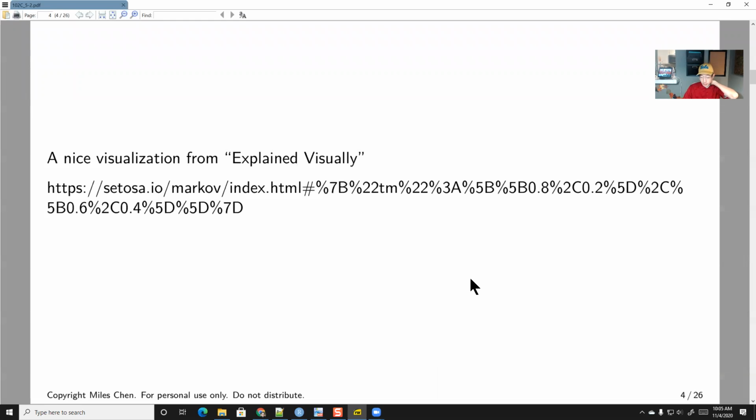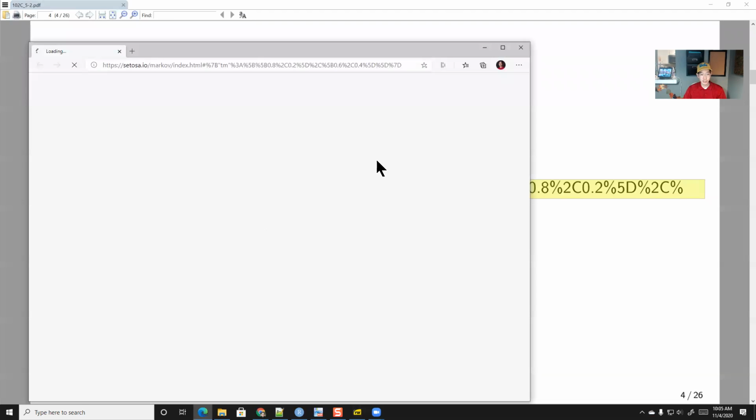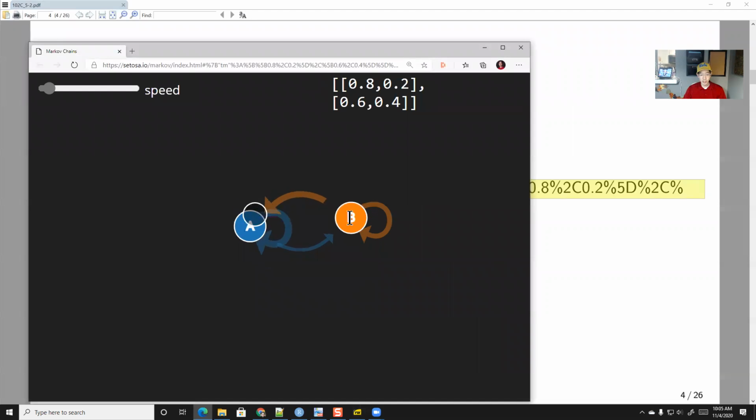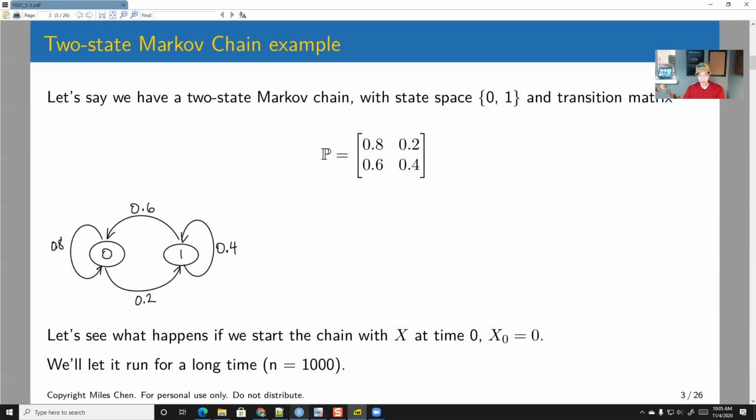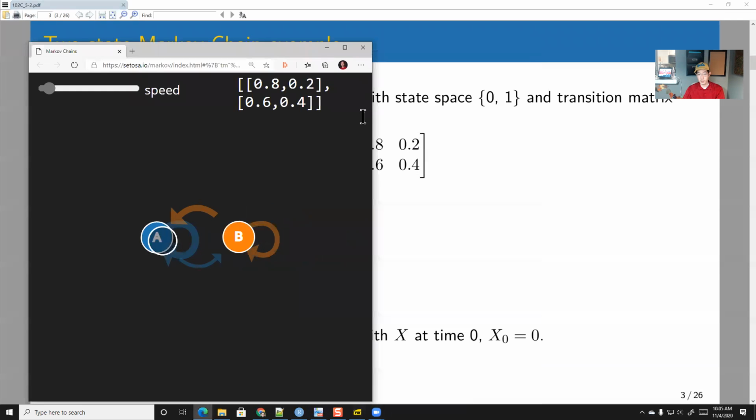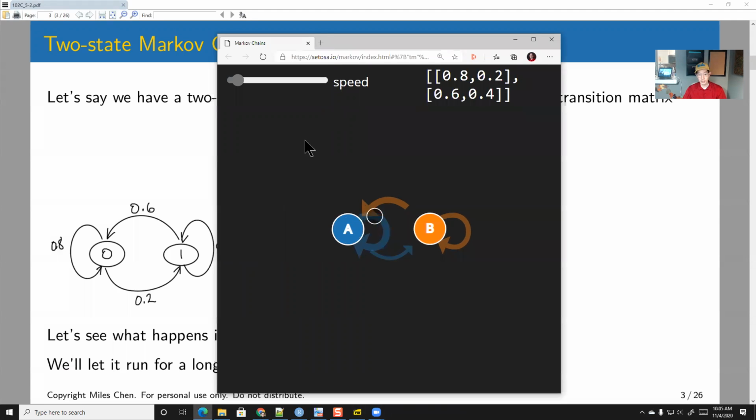Okay, there is a cool website, and this is kind of an illustration of what happens to the chain. I've already plugged into the website the transition probabilities: 0.8, 0.2, 0.6, and 0.4. And you can see, I'm going to crank the speed up a lot. You can see that it goes to A a lot. Sometimes it switches from A to B, and then sometimes it will stay at B.